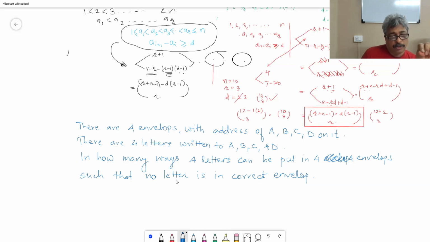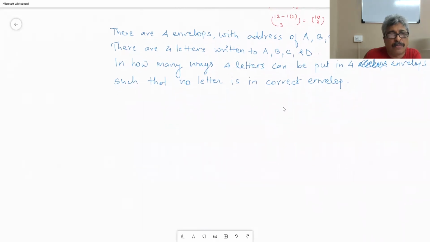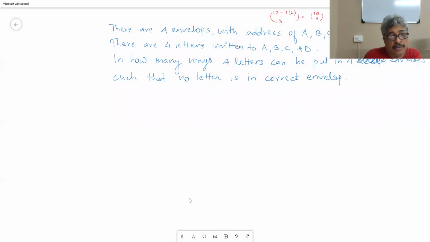Presently, we are solving a smaller problem. 4 envelopes, 4 letters. How many ways of putting 4 letters in 4 envelopes such that not a single letter is in its correct envelope? Because the number is less right now, it is only 4, one way of going about it may be to enlist, and while enlisting, if we could observe the pattern, we can generalize.